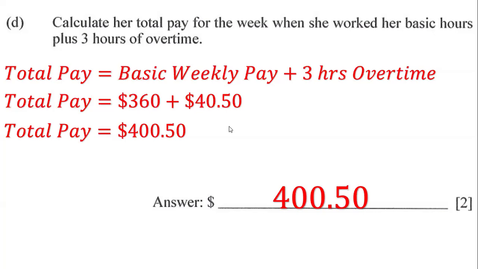Okay. Travante Cooper. Where's Travante Cooper? Do you understand how I got this? Yes, sir. How did I get it? So first, you add 360 to $40.50. You get $400.50.